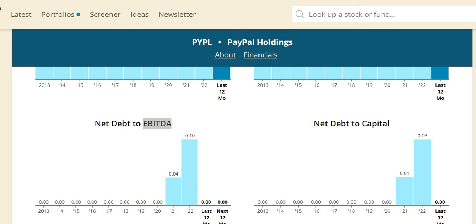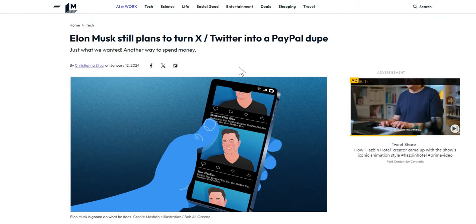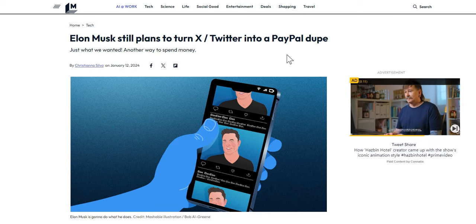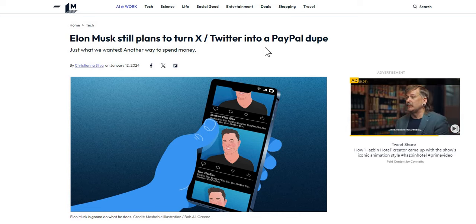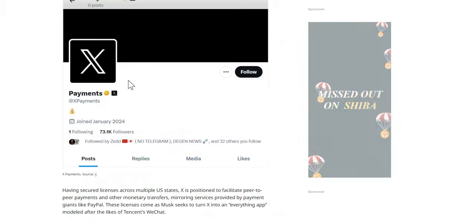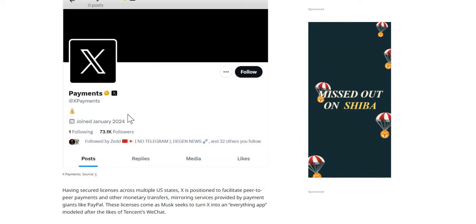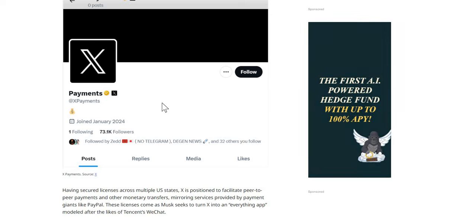Now, one thing to note before we do jump into that valuation is that we can see Elon Musk does have plans to turn Twitter into a PayPal-similar system. But what is interesting to note, and it has caused some kind of uproar on Twitter, is the fact that they have created their X Payments profile, which does mean, or a lot of people are circulating, that this could be a merger with PayPal.